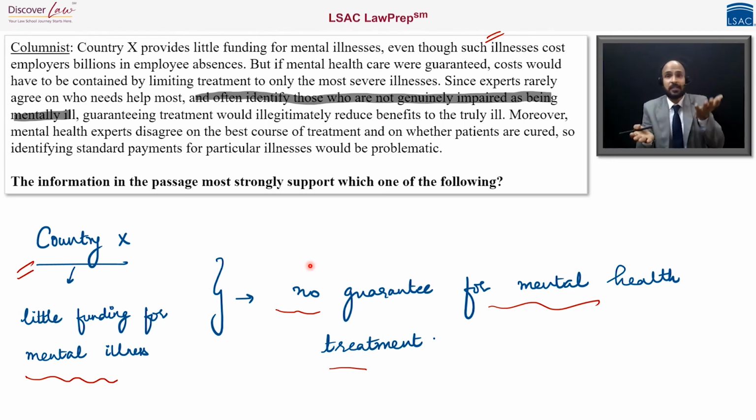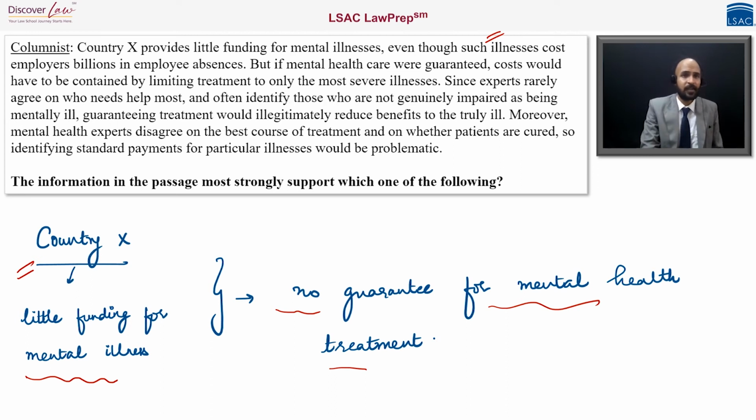So maybe someone who is truly ill does not get it. Okay. Now let's add back what we removed. It says that, and often identify those who are not genuinely impaired as being mentally ill. Okay, so it says that they're not able to identify who needs it the most, and they also make wrong judgments, right? And then it says, moreover, mental health experts disagree on the best course of treatment and on whether patients are cured. So identifying standard payments for particular illnesses would be problematic.